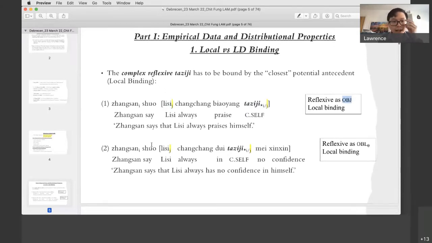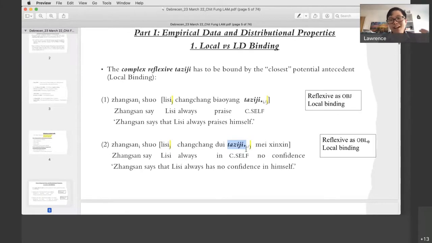In the second example here, Zhang San says Li Xu always has no confidence in himself. So who is it bound by, Zhang San or Li Xu? We should pick the closer one, Li Xu. And in this case, it assumes what we'll call a more oblique argument.